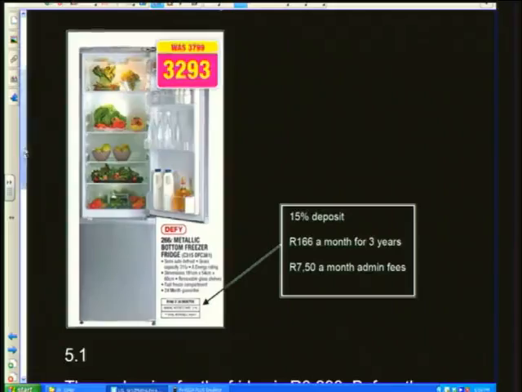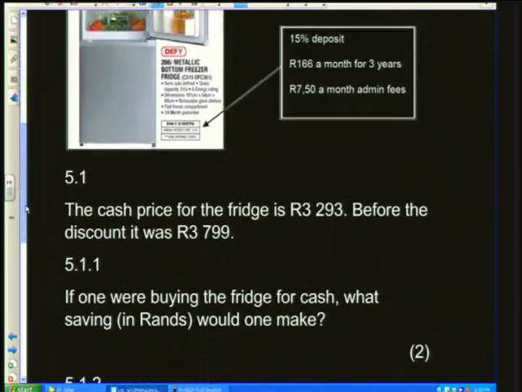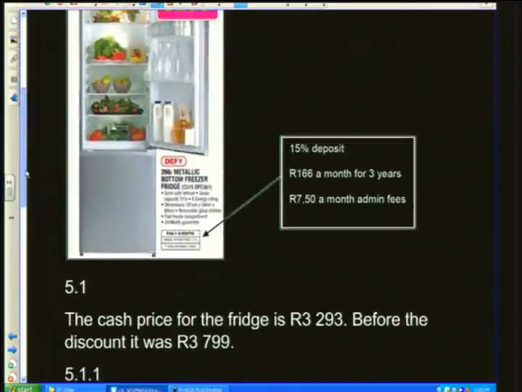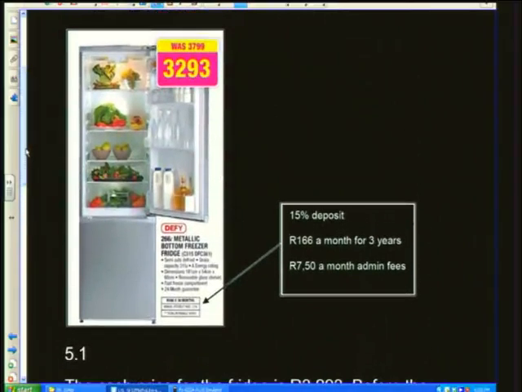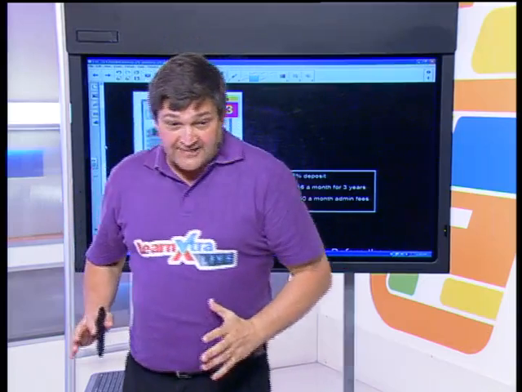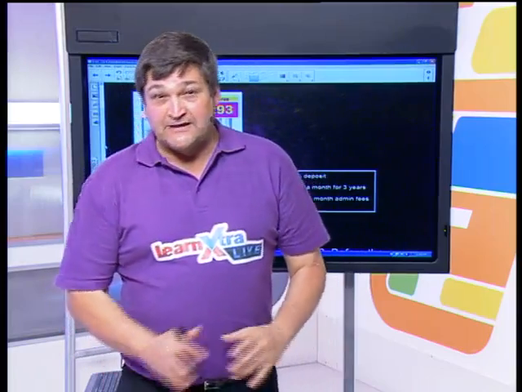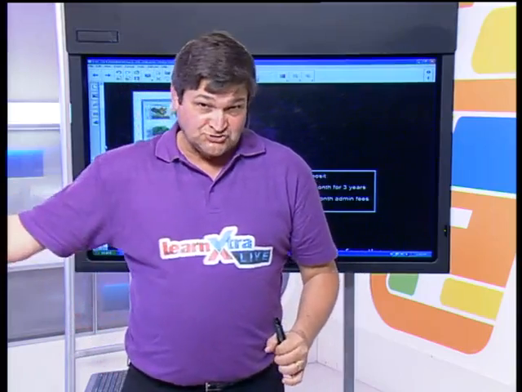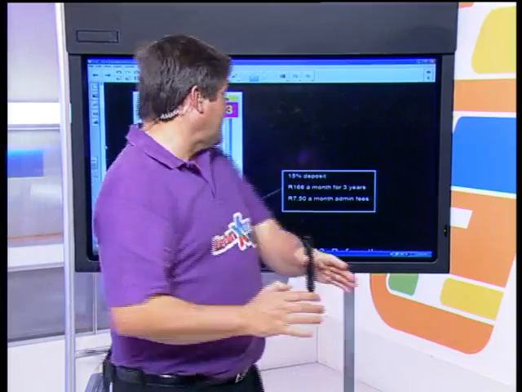So here we go. In fact, you know what? We're going to simplify this because we're running out of time. I'm going to say to you this. The fridge was 3,799 rand. There's a bargain. It's now only 3,293 rand. So James goes off to buy the fridge, and realizes he doesn't have the money because he gave it all to Carl to buy lunch. So he's only got 3,000.